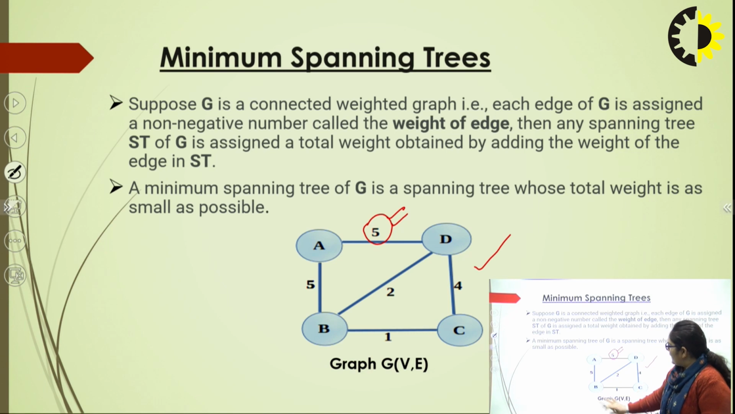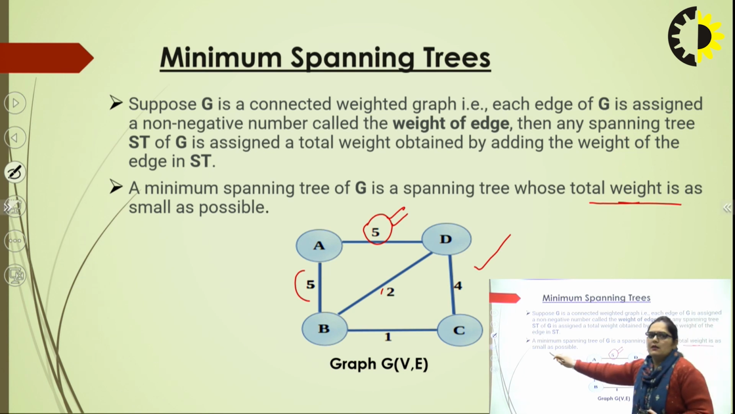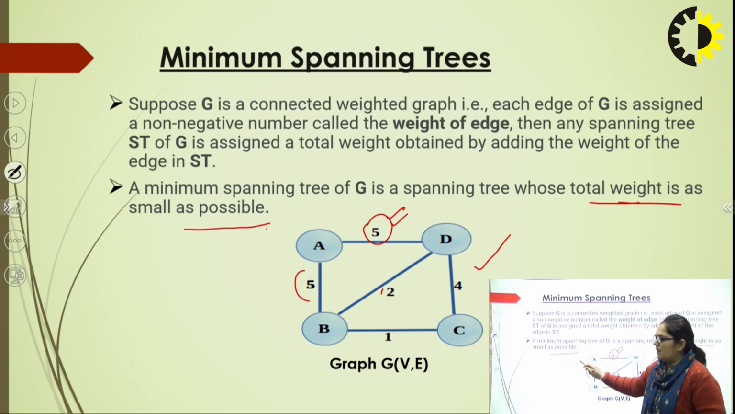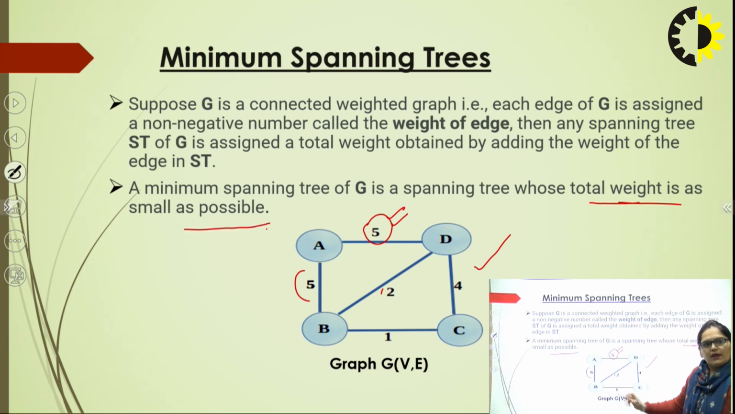So for a weighted graph, if you have weights or costs for each edge, then there can be multiple spanning trees possible, and you have to find the minimum cost spanning tree, whose total weight is as small as possible. Because the sum of the edge weights should be minimum, as small as possible. That spanning tree will be known as the minimum cost spanning tree.